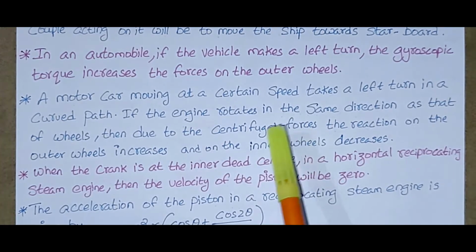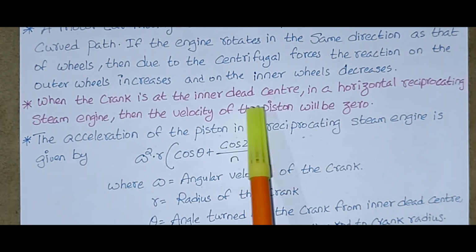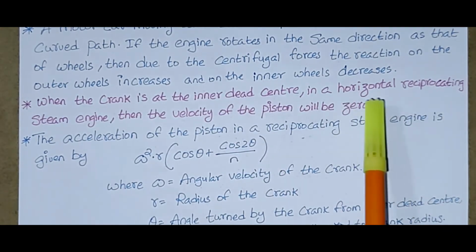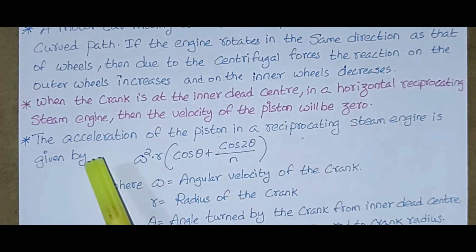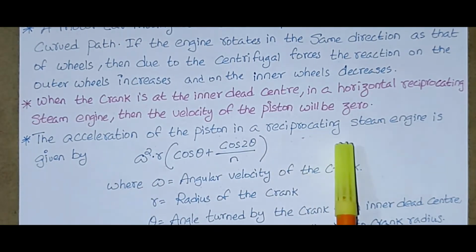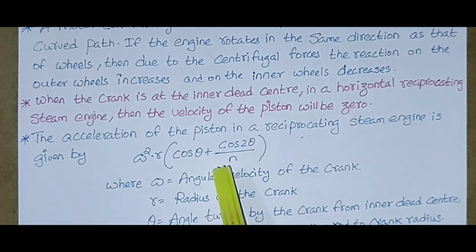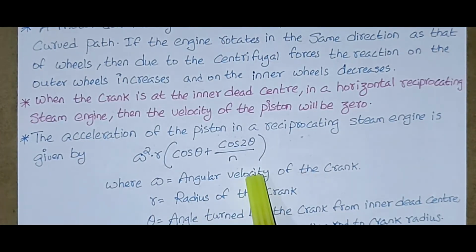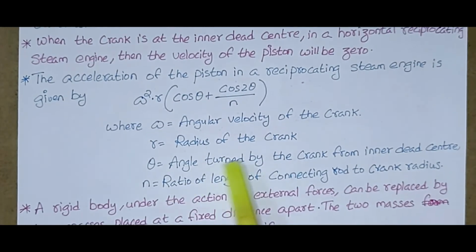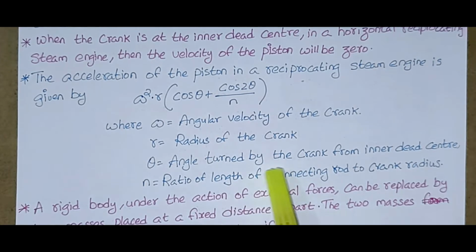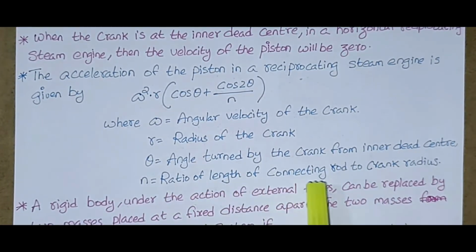Okay, next, when the crank is at the inner dead center in a horizontal reciprocating steam engine, the velocity of the piston will be 0. The acceleration of the piston in a reciprocating steam engine is given by omega square into r into (cos theta plus cos 2 theta by n), where omega is angular velocity of the crank, r is radius of the crank, theta is angle turned by the crank from inner dead center, and n is ratio of length of connecting rod to crank radius.